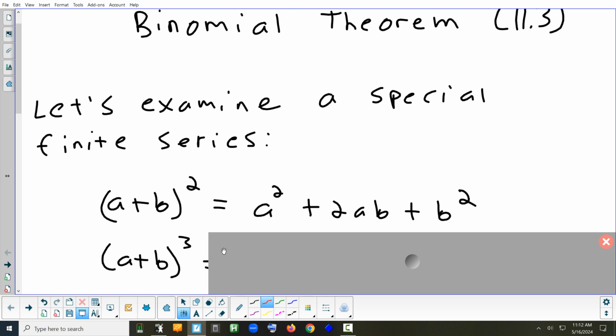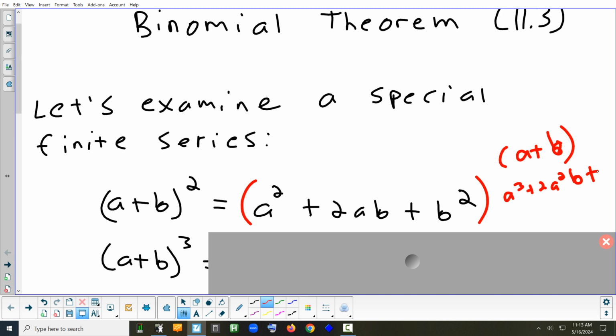Now, if you do a plus b cubed, that would mean you'd be taking what you had right here and multiplying it by another a plus b. So you'd have to distribute a to everything, then distribute b to everything, and that's what you'd get down below. Okay, so I'll do this one, but that is going to be the last one that I do out by hand. So you're going to end up with an a cubed, a 2a squared b.